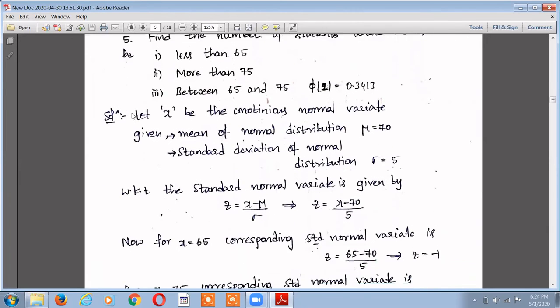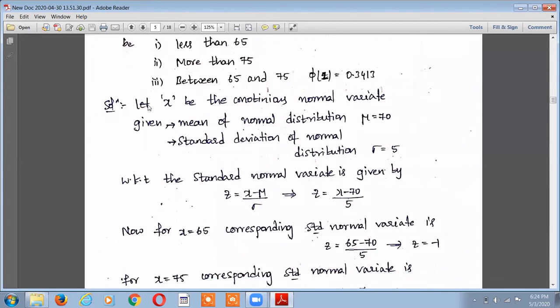So we assign the standard normal variate now. First, let x be the continuous normal variate. This x represents the normal variate which gives the marks scored by the students, and also given mean value mu is equal to 70, standard deviation sigma is equal to 5. Now we have to convert the normal variate into the standard normal variate. So the standard normal variate is given by z is equal to x minus mu by sigma. I substitute the values of mu and sigma: z is equal to x minus 70 by 5.